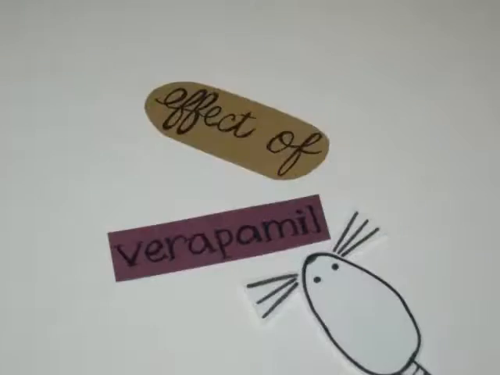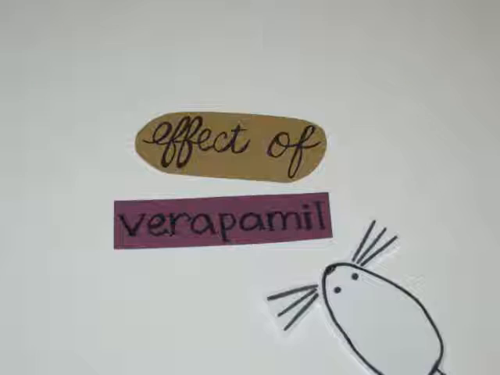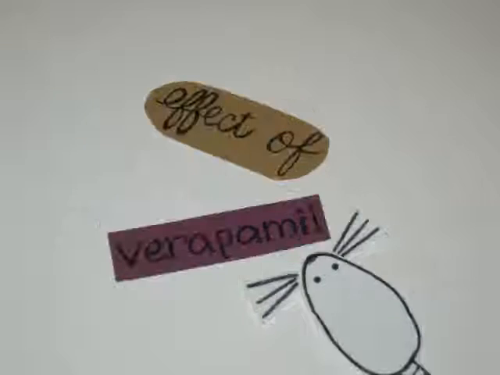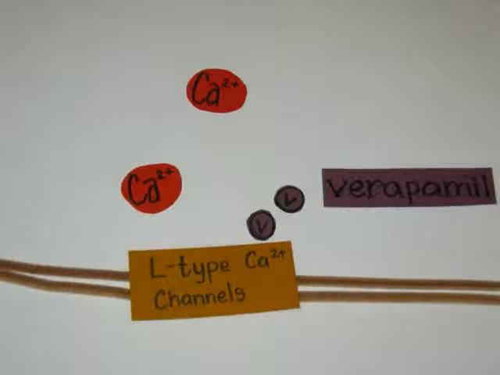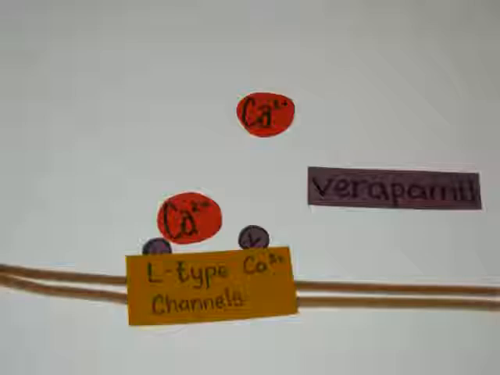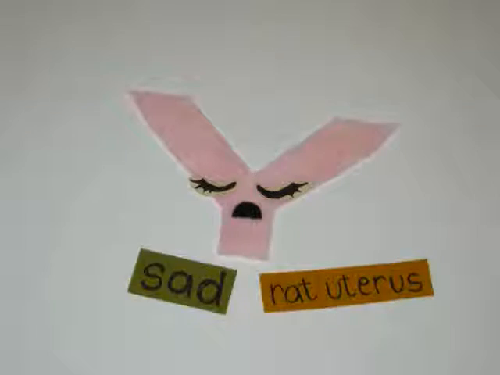After taking a third control, 10 drops of 0.5 millimolar verapamil was applied to the uterus. Verapamil blocks the L-type calcium channels, causing an inhibition of calcium influx. No calcium enters the cell, preventing the phosphorylation of myosin and stopping contractions.